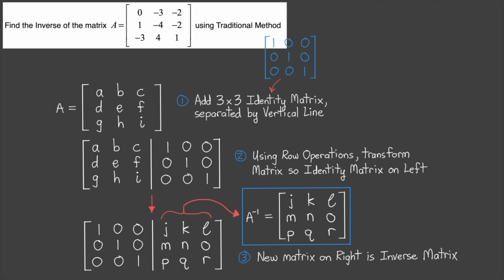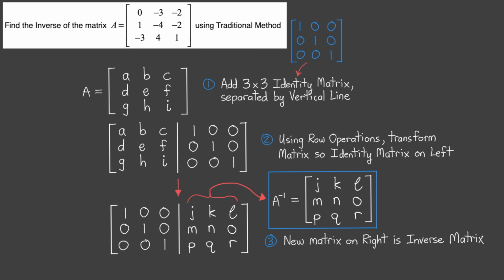Hey Kooks, this question says, find the inverse of the matrix A here. A is a 3 by 3 matrix, and they want us to find the inverse using the traditional method. Well, what is the traditional method for finding the inverse of a 3 by 3 matrix?